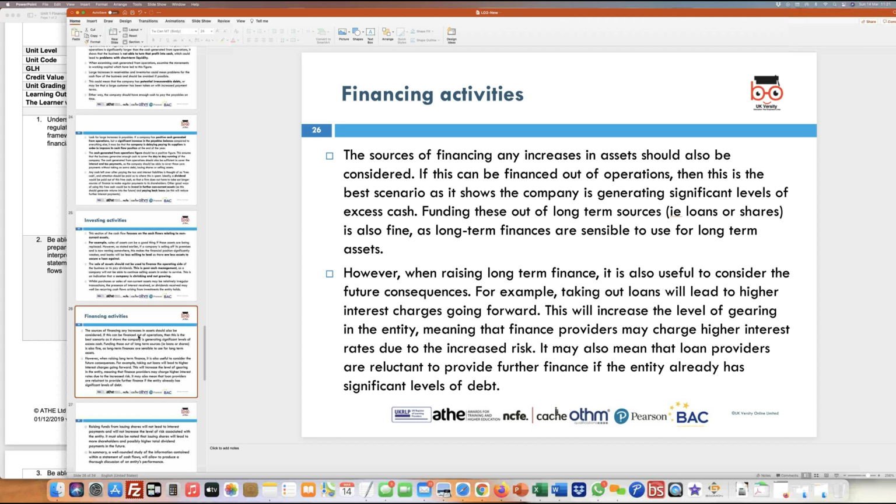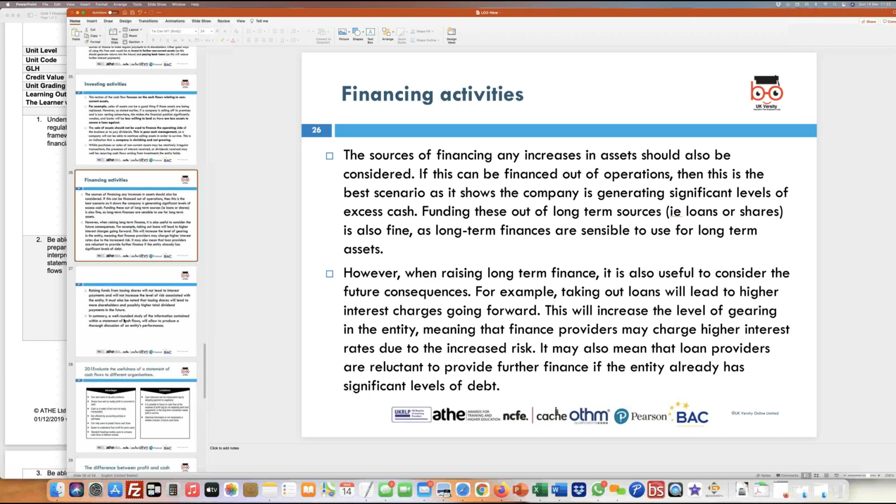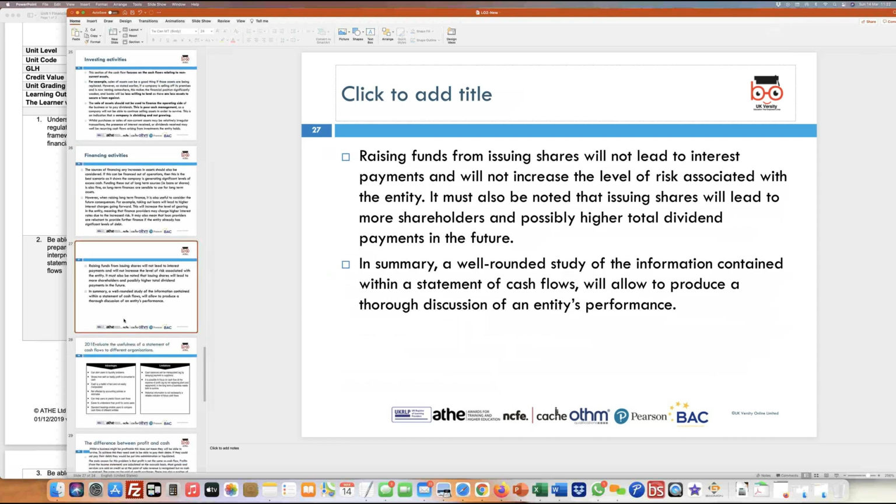So I have generically explained some of these things because these are interpretations which normally can be drawn up when we look in detail at studying what kind of points, or let's say inferences, we can draw from the three different sections of the cash flow statement, which tend to be operating, investing, and financing activities. Any questions on this so far?